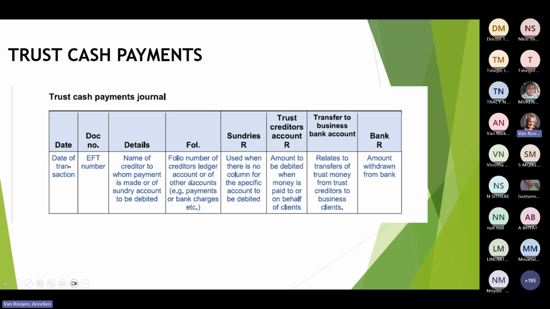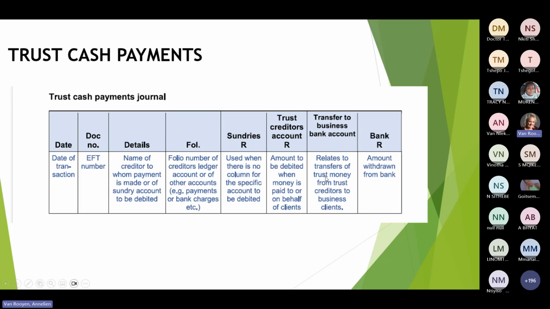Which account will you debit? Put the folio number in there. If it's not for a client, then something else that you bought that is not a normal transaction or daily transaction goes under your sundries column. Your trust creditors account, the amount that you need to debit in this case, where will it go, which client, and transfer to bank account.